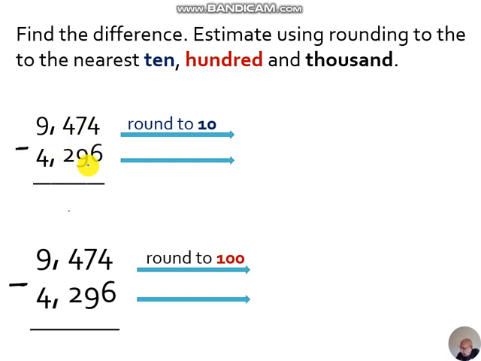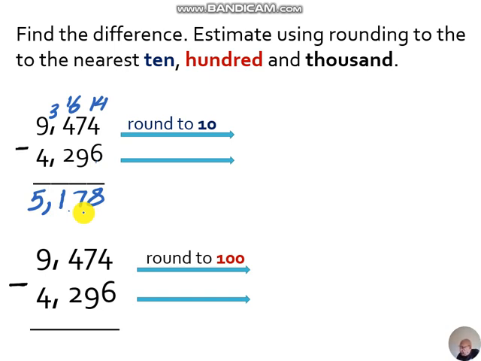Okay. This is 4 minus 6. You can't. You borrow 1 from the 7, and the 7 became 6, and the 4 became 14. 14 minus 6, you get 8. 6 minus 9, you can't. You borrow 1 from the 4. The 4 became 3, and the 6 became 16. 16 minus 9, you get 7. And 3 minus 2, you get 1. 9 minus 4 is 5. This is the exact difference, or the real subtraction.